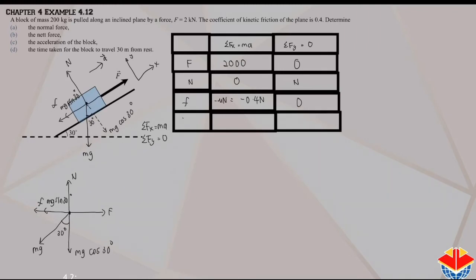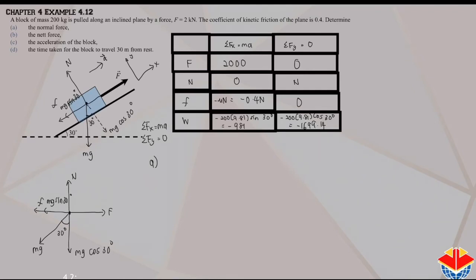Your weight will be mg, where the mass is 200 and g is 9.81, times sin 30, which here will be negative 981. For the y component, 200 times 9.81 times cos 30 is equal to 1699.14.